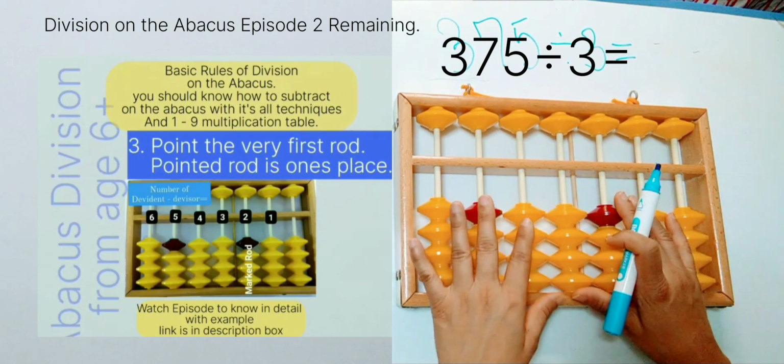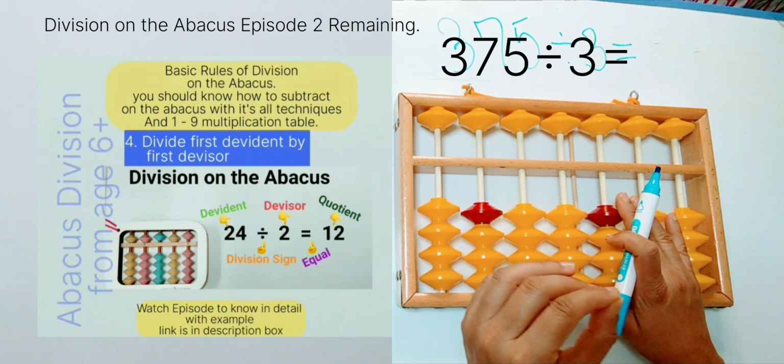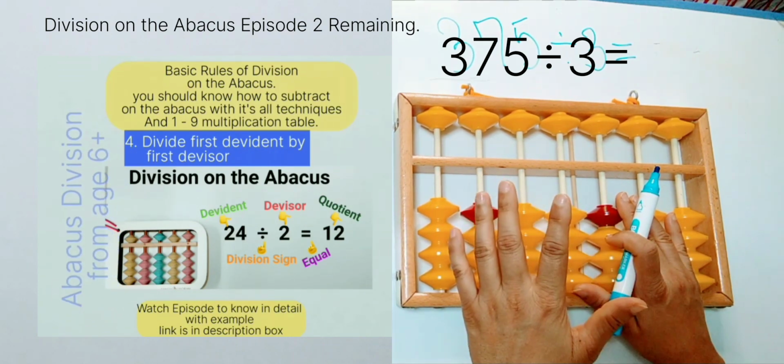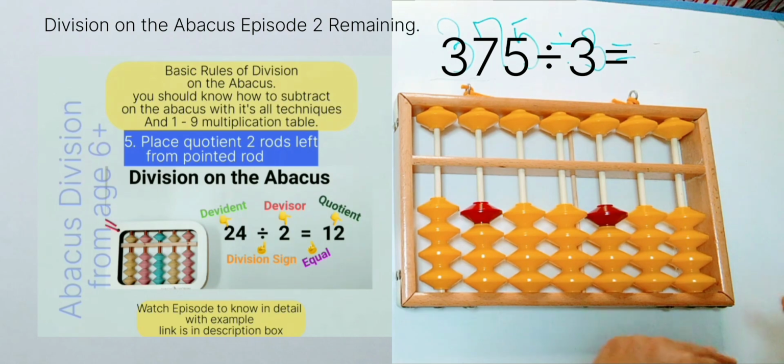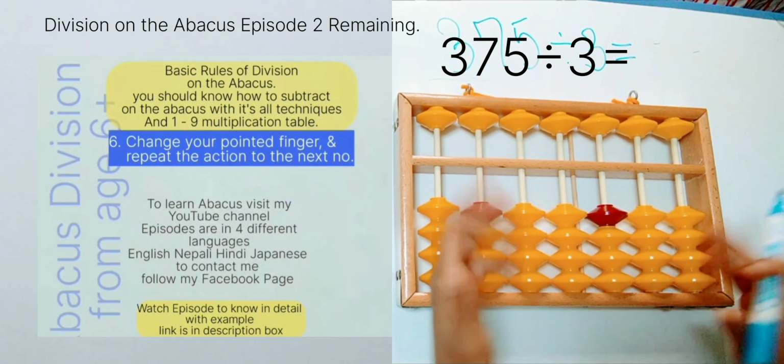In our first episode, we divided only pure numbers. Pure number means there is no remaining. In today's lesson there is a remaining. What does that mean? Let's do it.